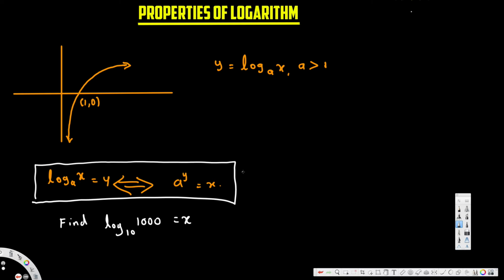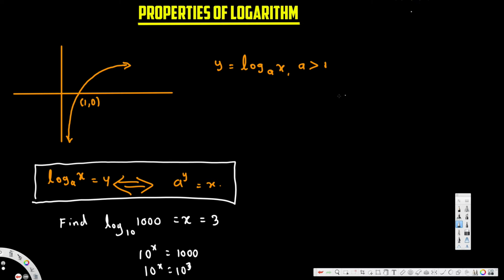This is the equivalent exponential. So what is a? a is 10. What is y for this one? y is x, right? So we can write 10 power x is equal to, this x is here, so this one is 1000. 10 power x is 1000, and we know that 10 power 3 is 1000. 10 power x is equal to 10 power 3. Since the bases are equal, we can equate the exponents, so we can say x is equal to 3. So this is equal to 3, and that's how we deal with this problem.